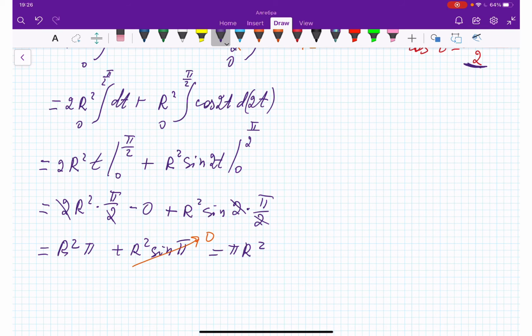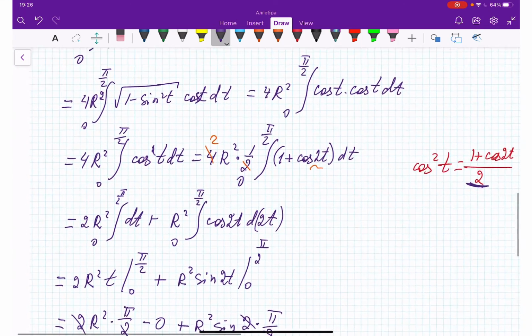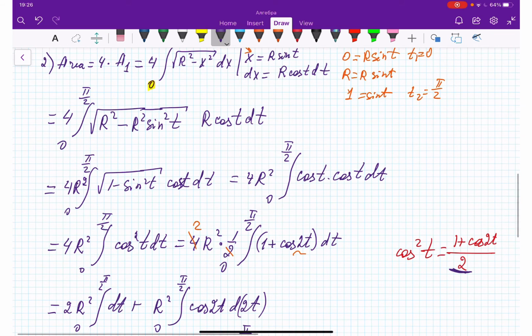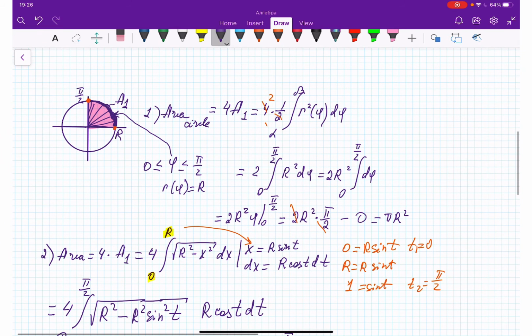So this is the second method how to get the area of a circle. It's a little bit longer, but it's still working. This is just in case if you don't remember the formula for the area of the first quadrant, how much it is going to be using polar coordinates.